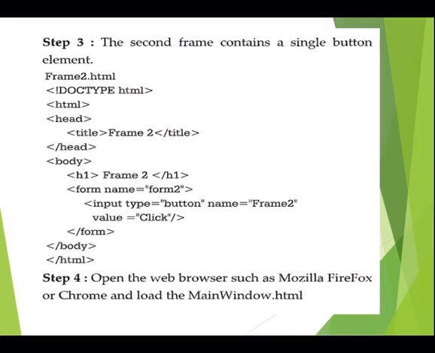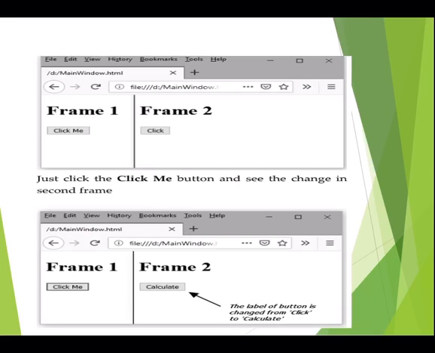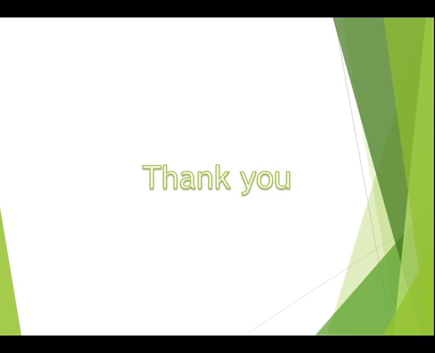Step 4 is to open the output of the main window in any browser. Okay, so this is your output. There are two frames, frame 1 and frame 2. Frame 1 has the button click me, frame 2 has the button click. So when you click on the click me button from frame 1, the label of the frame 2 button is changed from click to calculate. I hope both the codes are clear to you all. So thank you.